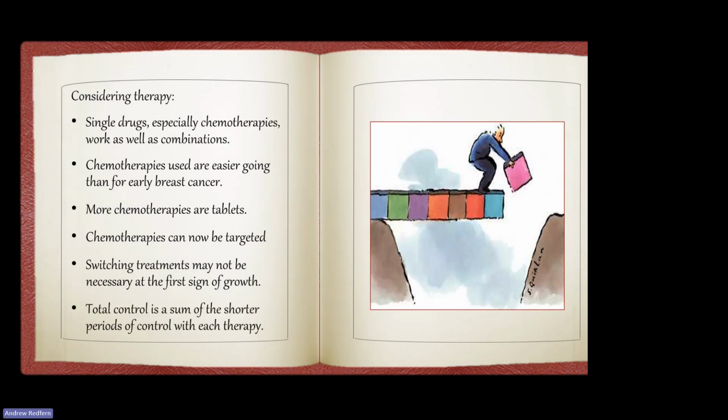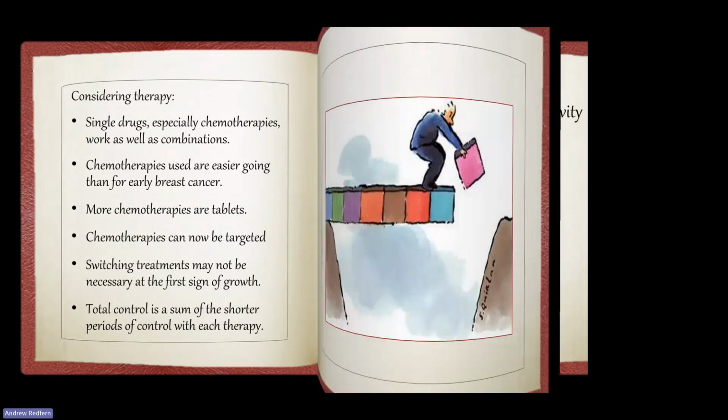So it may not be necessary to change immediately if things are not quite 100% controlled. That's because the total sum of lifespan really is the sum of the shorter periods of control on each treatment. And obviously we try and make each of these building blocks as long as possible and as low on side effects as possible.